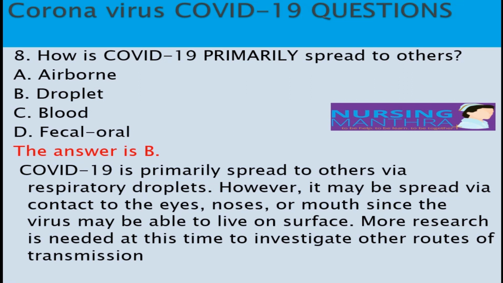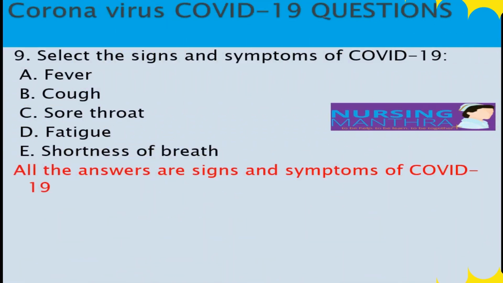But we can say, if we are given options like this, then we have to select the answer droplet. Other routes, such as contact transmission, we can also suspect. But anyway, the contact transmission option is not here, so it's okay.